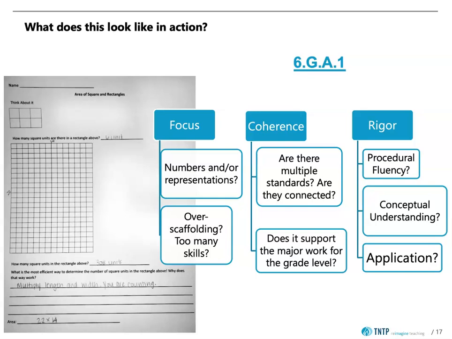So let's look at what about coherence. So on our tool, if there are multiple standards that are addressed on the worksheet, we want to see if there is a coherent connection between them. This worksheet only addresses one standard, so I don't need to worry about that part. But then I start to think about how does this fit in the vertical scope? Well, I already discovered that the focus of this assignment more closely aligns to 3rd and 4th grade standards. The last part of coherence is considering if the assignment connects to the major work for the grade level.